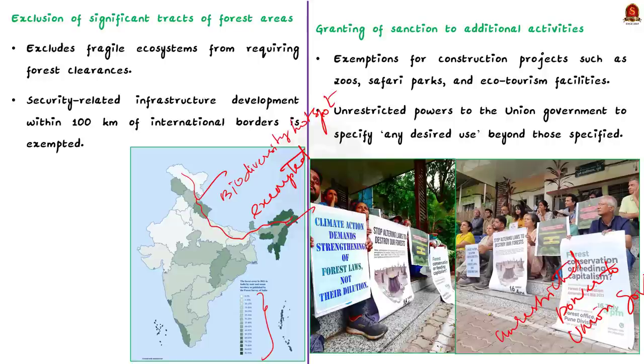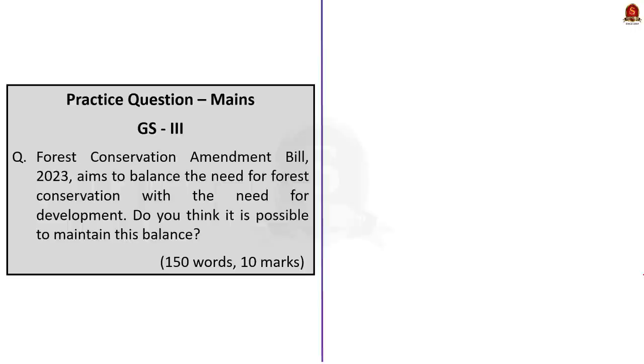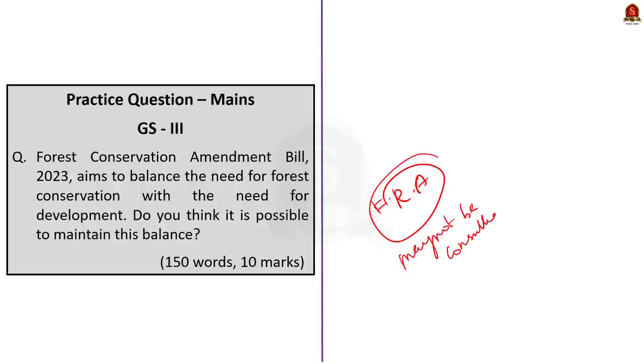Because of these concerns, the bill has been met with widespread criticism from environmental groups, forest rights activists, and opposition parties. Also note that the bill does not mention the Forest Rights Act 2006, which gives forest people certain rights over forest land. This means that forest people may not be consulted before their land is diverted for non-forest purposes. This could lead to the disempowerment of forest people and the violation of their rights.